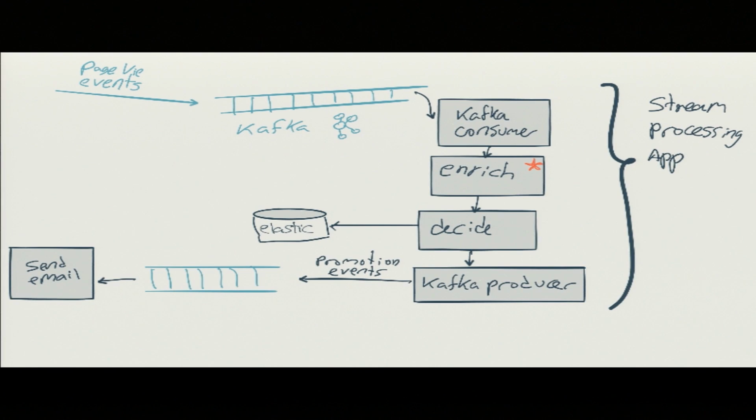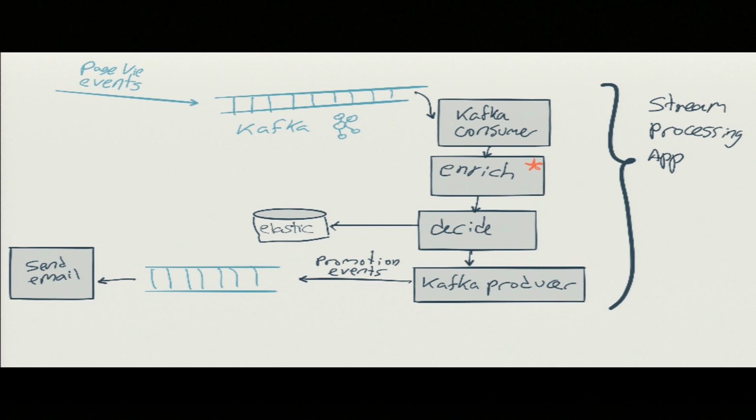And your basic architecture will probably look a bit like that. Page view events should land in Kafka. We have a consumer reading them. It has to do some kind of enrichment. It has to get a decision. Maybe it's writing the decision to something like Elastic, so people can later figure out whether it did a good job or not. And then it also needs to produce an event that says, hey, please send an email, that a send email service will later read.